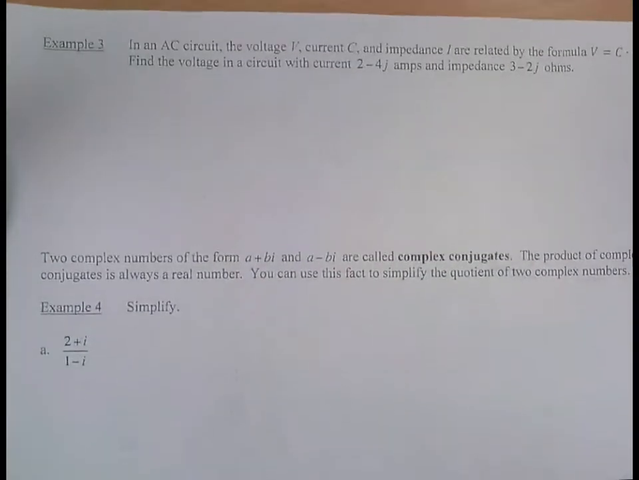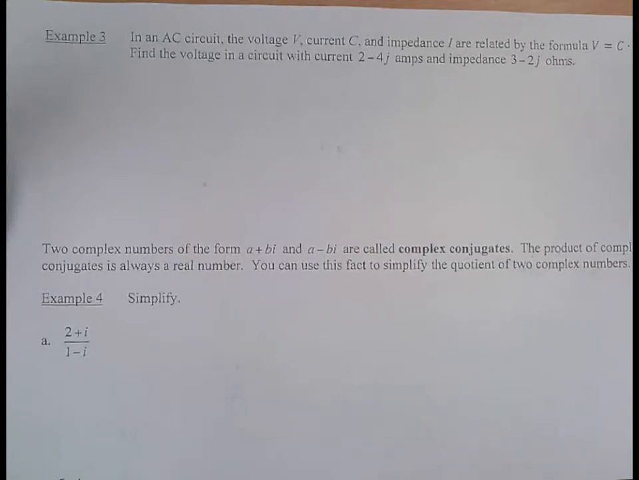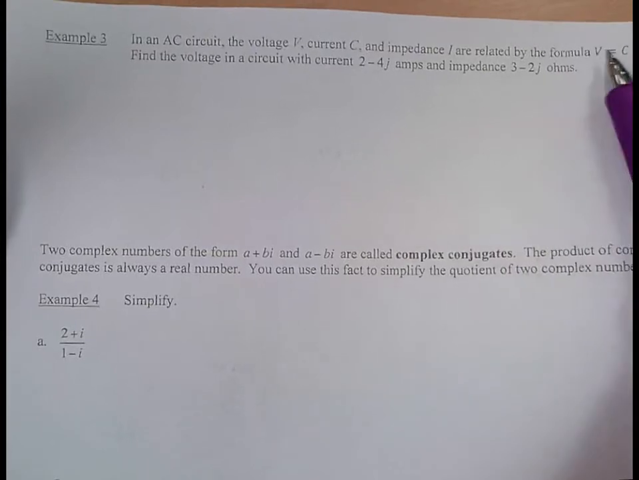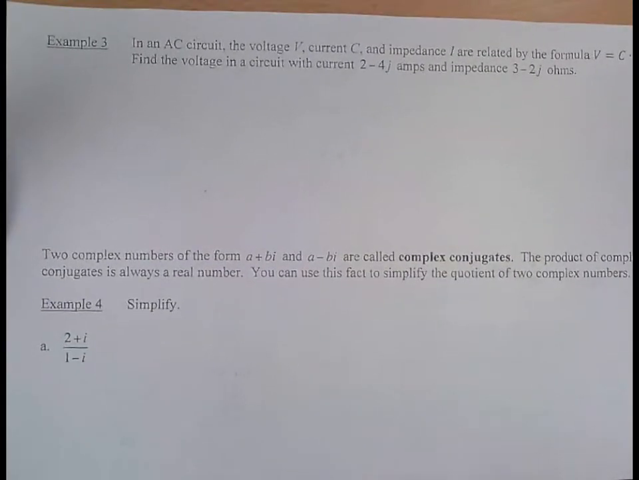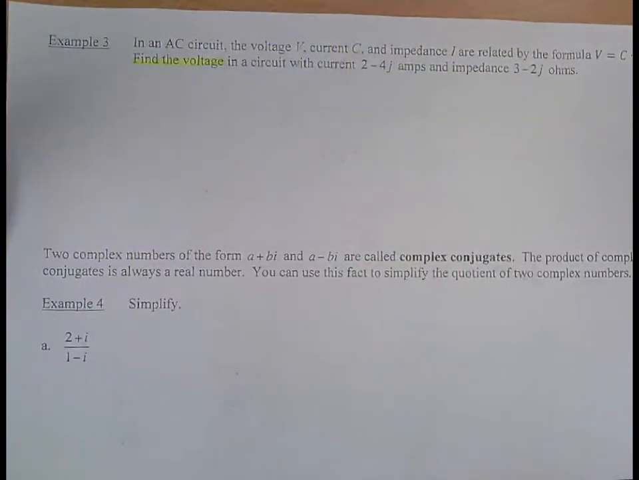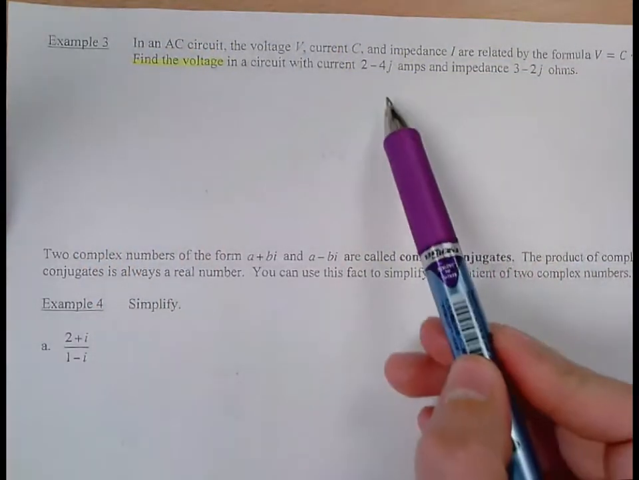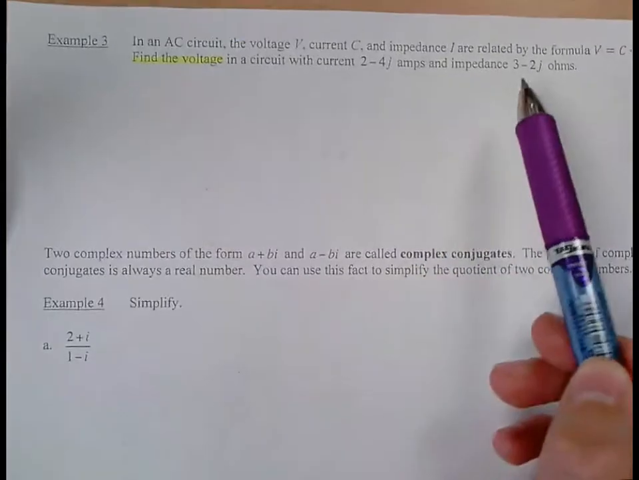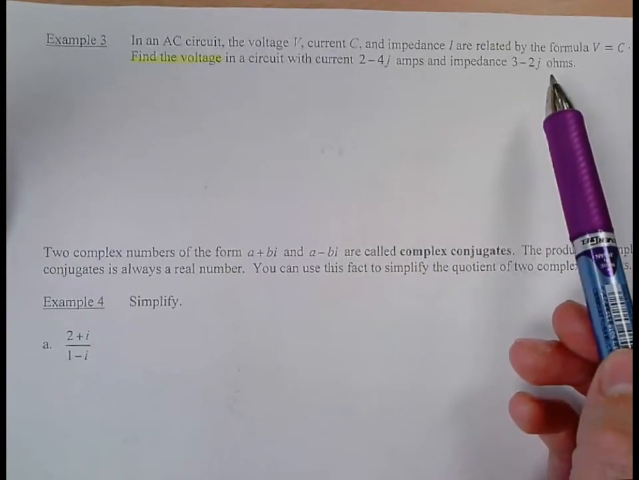Okay. Then for example 3, this one involves multiplying, but as part of an application. So in an AC circuit, the voltage V, current C, and impedance I are related by the formula V equals C times I. And then it says find the voltage, so we're looking for V, in a circuit with a current 2 minus 4j amps and impedance 3 minus 2j ohms.